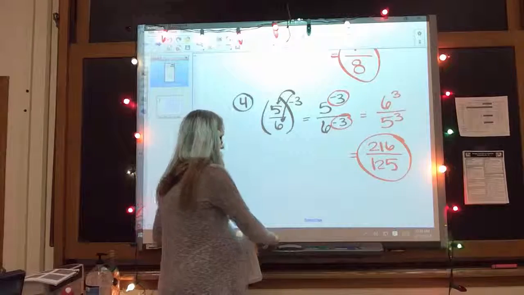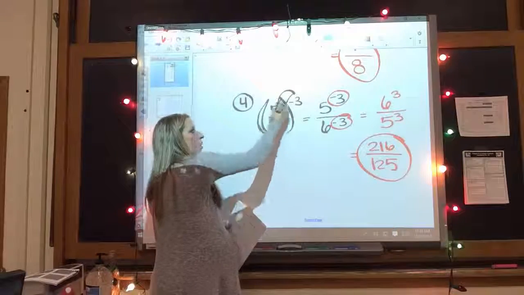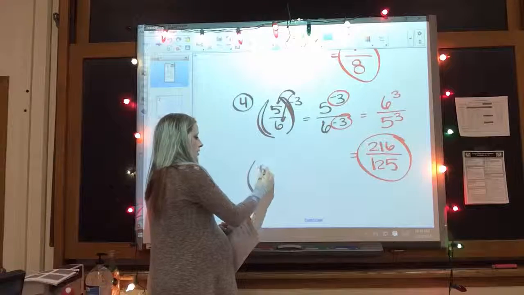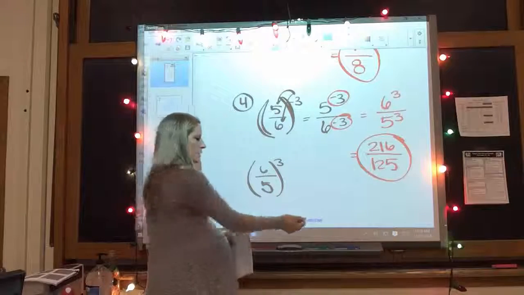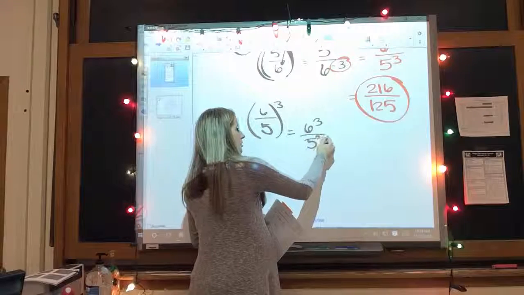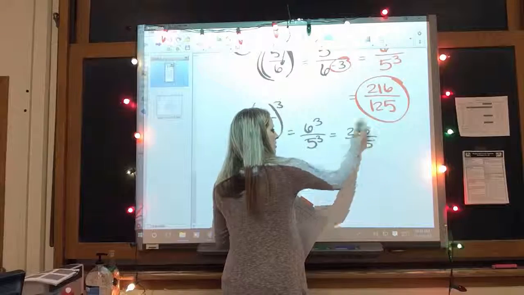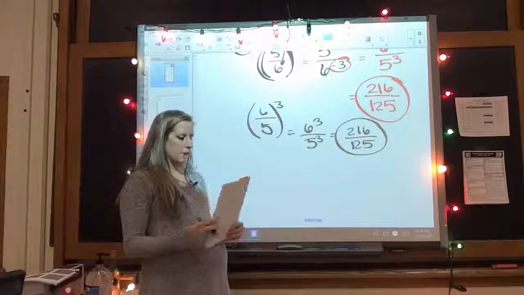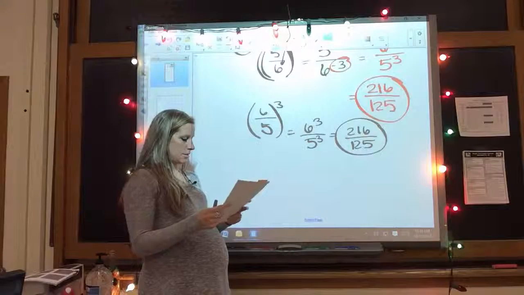The other way you could do it is you can say, okay, I have a negative exponent for this whole fraction. The negative is going to flip it. So if you want to go ahead and flip it in the beginning, you could, and you would still end up with the same answer. You would get 6 cubed over 5 cubed, which is 216 over 125. So there's a couple of different ways you can do it, but just make sure you follow your laws of exponents.